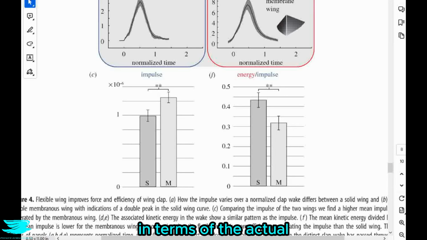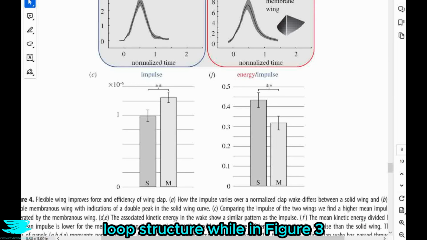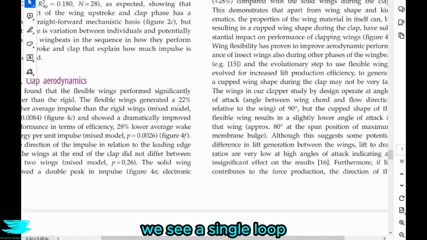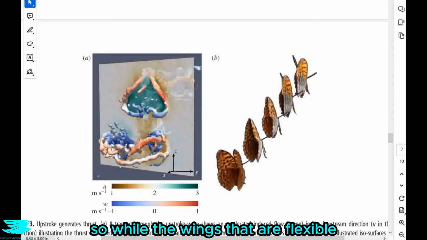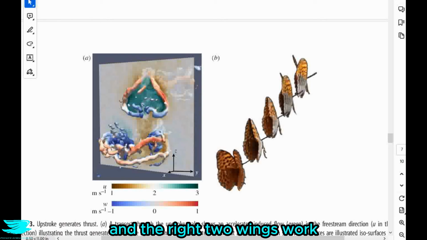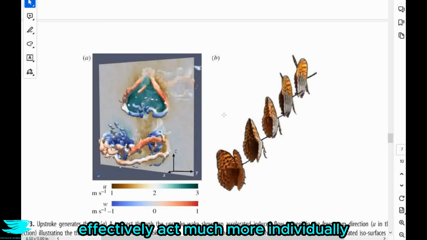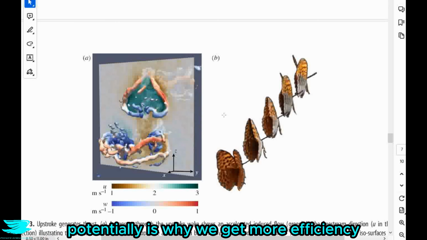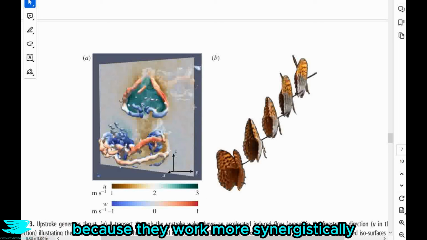They also say that in terms of the actual aerodynamic flow physics, the rigid wings produced a double vortex loop structure, while in figure 3, we see a single loop vortex structure for the flexible wings. So there's only one loop here as opposed to a double loop. So with the flexible wings, the left two wings work together better, and the right two wings work together as well, whereas for the rigid case, these four wings effectively act much more individually. So that also potentially is why we get more efficiency for the flexible wings, because they work more synergistically.